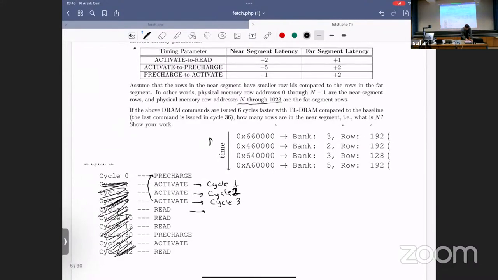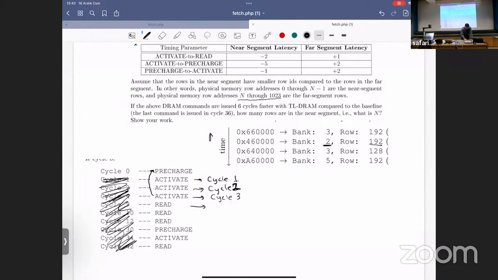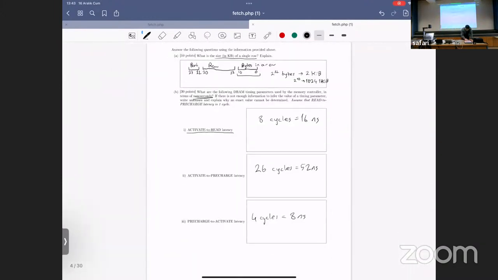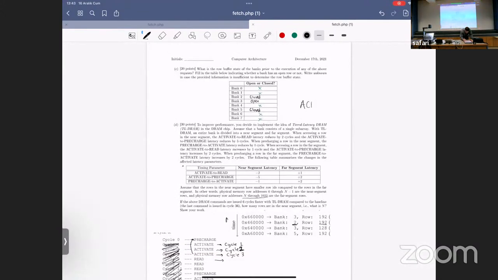And then we have the read command, again, to bank 2. And everything is in the near segment. So this will have, let me write these down. So the default latencies: activate to read is 8 cycles. Activate to precharge is 26.